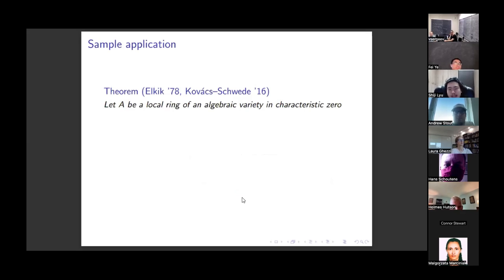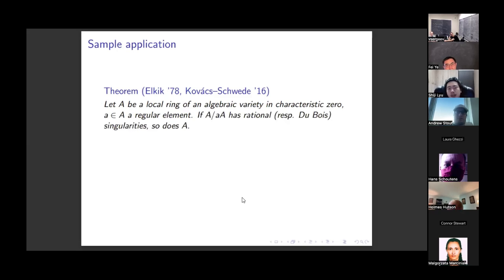We have a sample application here for you to see, right? This is about singularities in characteristic 0. Let's say we have a local ring of an algebraic variety in characteristic 0. We have a regular element, or a non-zero divisor if you prefer. This is basically saying I have a germ of a variety and a Cartier divisor. If A/(a) has rational or Du Bois singularities, then so does A. This result is known. For the rational singularity part, it's 1978. For the Du Bois singularities, it's relatively recent, in 2016.